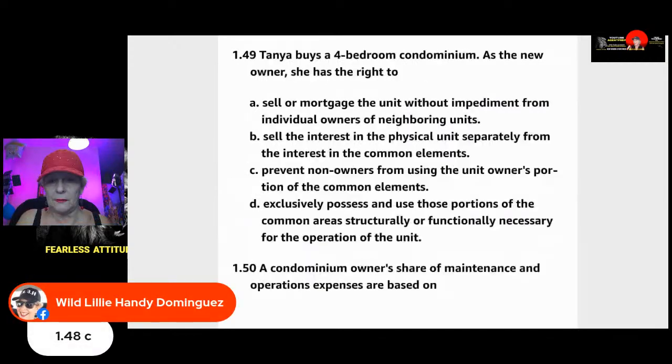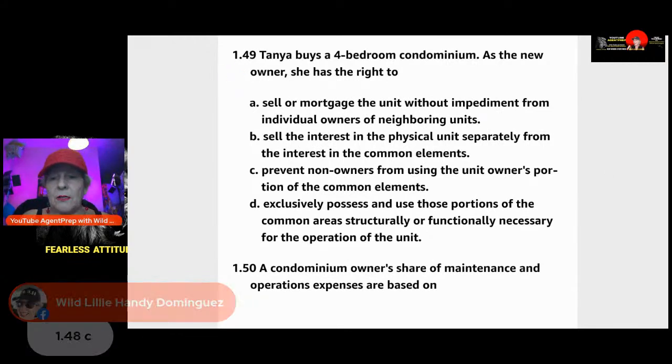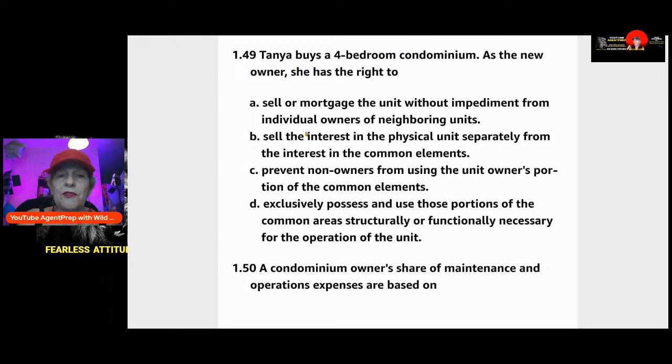So 148C was the answer. Number 49, Tanya buys a 4-bedroom condominium. That's a large condominium. As the new owner, she has the right to do what? A, sell or mortgage the unit without impediment from individual owners of neighboring units. B, sell the interest in the physical unit separately from the interest in the common elements. C, prevent non-owners from using the unit owner's portion of the common elements. Or D, exclusively possess and use those portions of the common area structurally or functionally necessary for the operation of the unit.